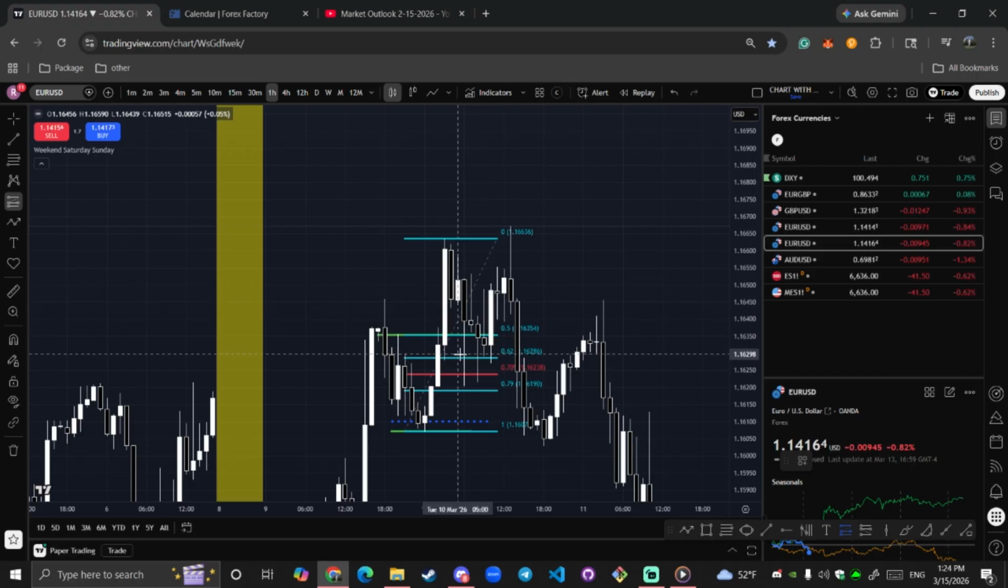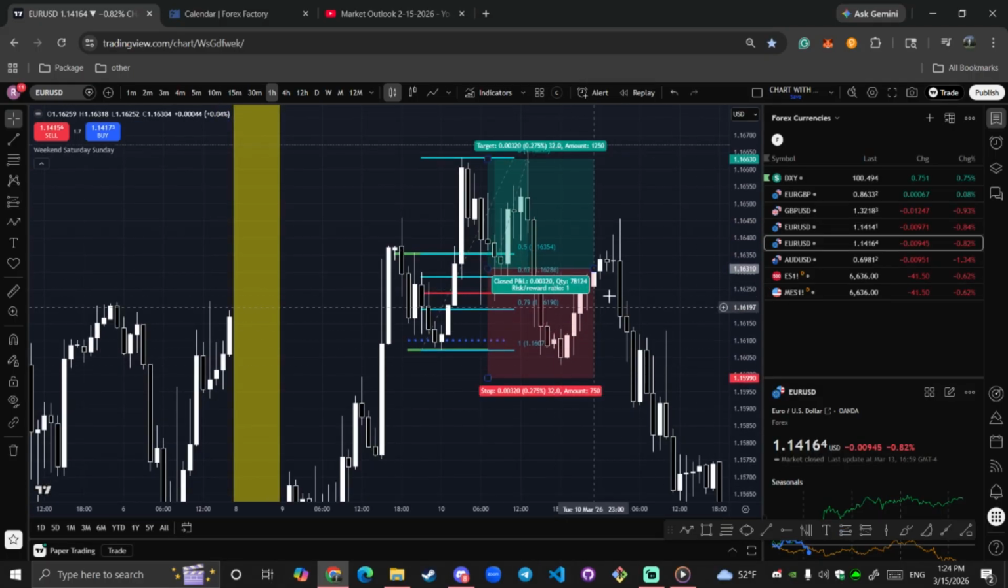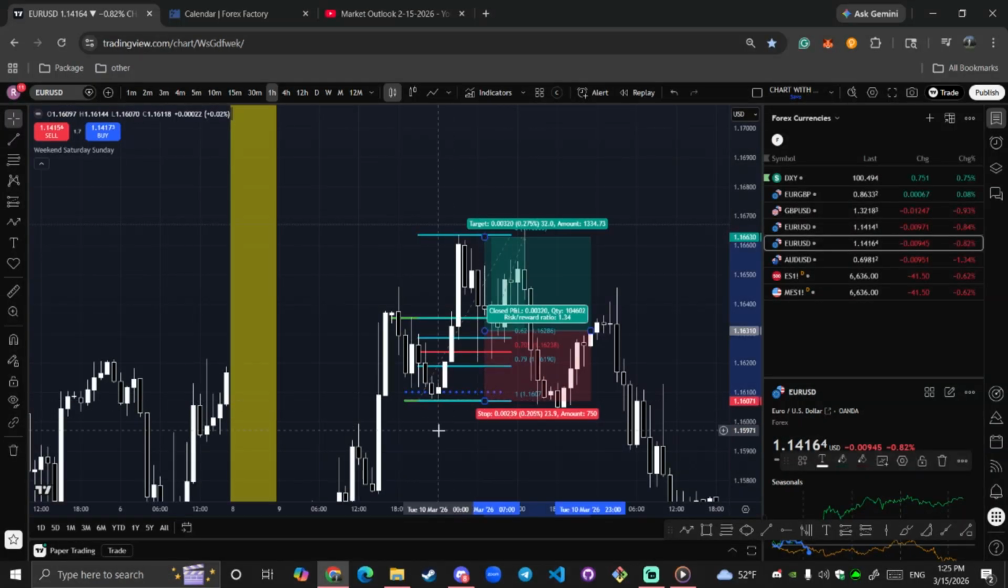I would have gotten in here at around 2 pips above, so it's kind of like at 29, so I probably would have gotten in at 31. I did get in this trade, but I don't remember my exact numbers. Set a stop loss at the daily low, which is like 1.1607.